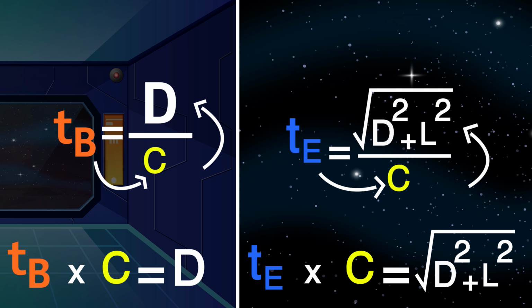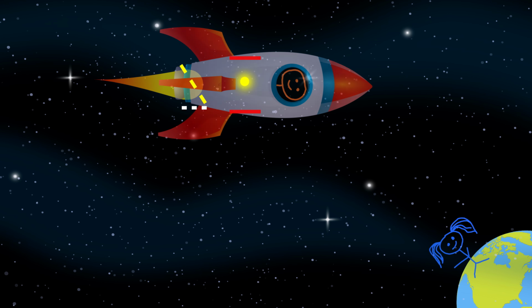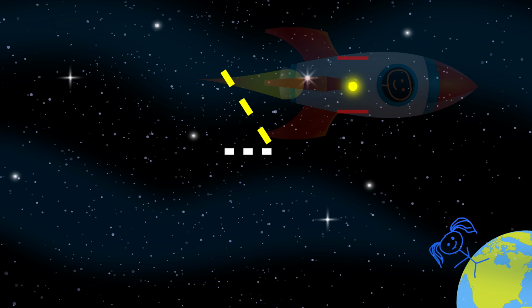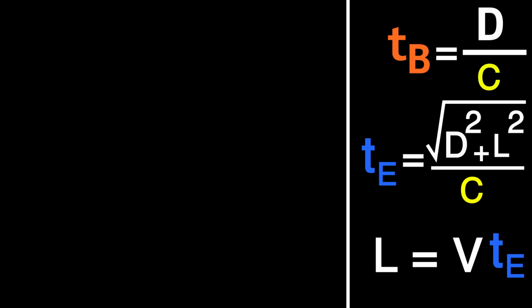The fun part is we can calculate exactly how differently. So here, in Emily's perspective, the white line represents the distance that the spaceship has traveled as the light beam completes the half cycle. As we said earlier, distance is equal to speed multiplied by time. So V times TE. So here's what we have: TB, TE, and L.